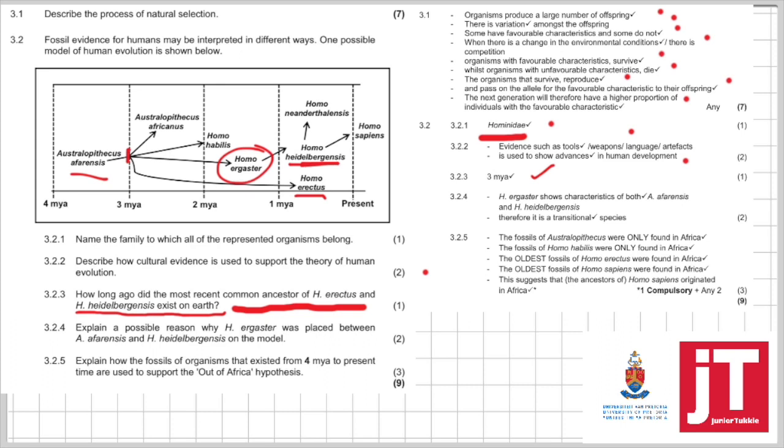3.2.5. Explain how the fossils of organisms that existed from 4 million years ago to present time are used to support the out of Africa hypothesis. And this is also in the exam guidelines, so you must make sure you memorize this. The fossils of Australopithecus were only found in Africa. The fossils of Homo habilis also were found in Africa. The oldest fossils of Homo erectus are found in Africa, and the oldest fossils of Homo sapiens are found in Africa. This suggests that the ancestors of Homo sapiens originated in Africa. Can you see the word only? Make sure you have the word only.